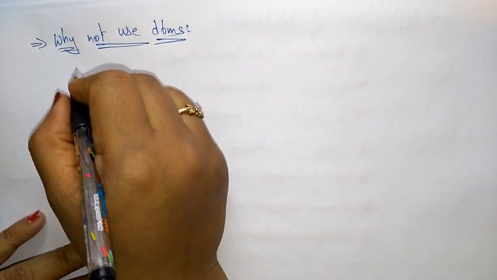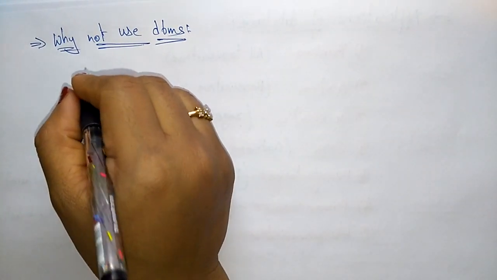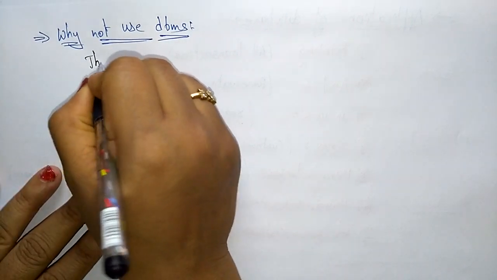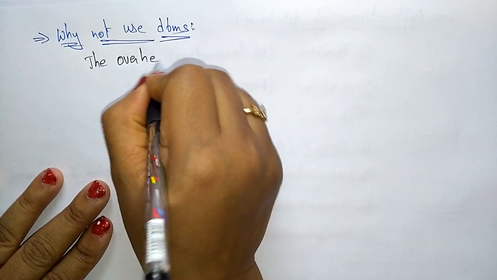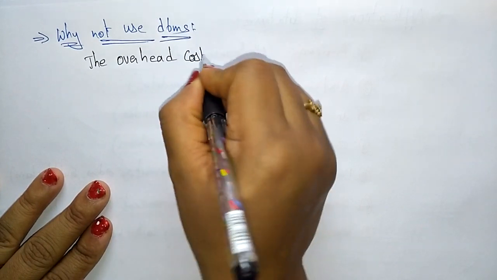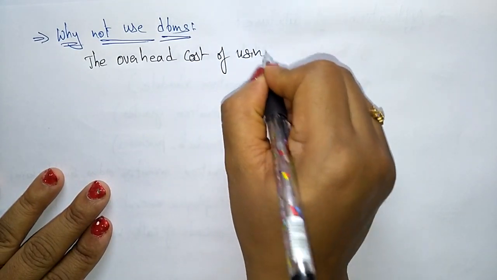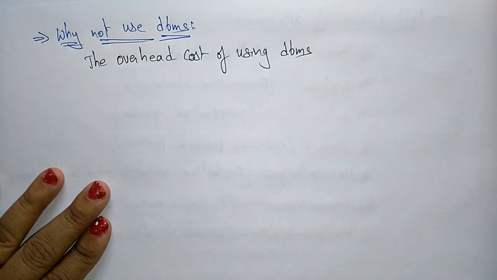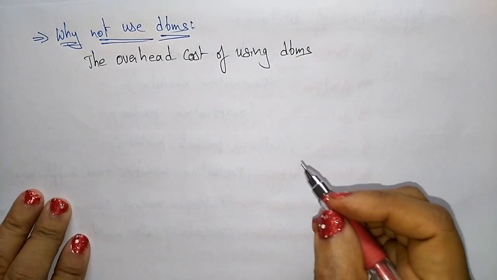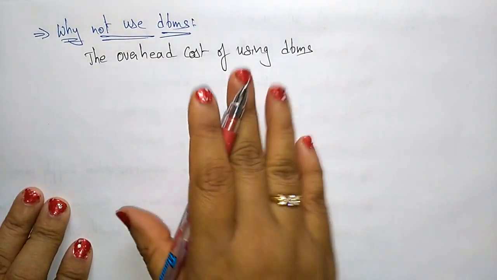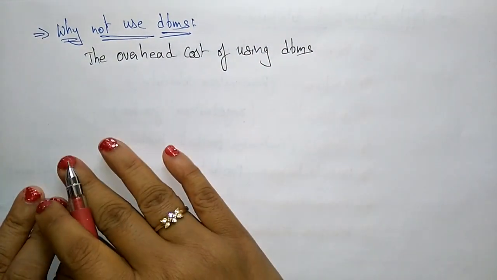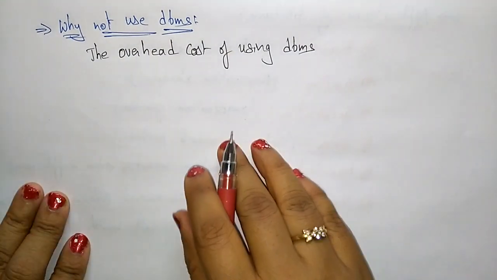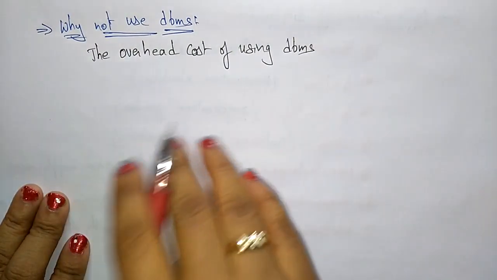The main reason for not using the database management system is the overhead cost of using a DBMS. This is the main reason for not preferring a database management system. Everything else is fine, mostly it has the advantages. The only disadvantage of going for a database is the overhead cost of using it.